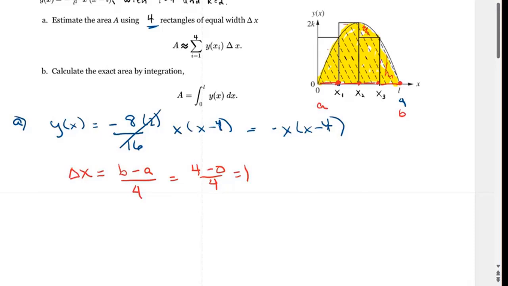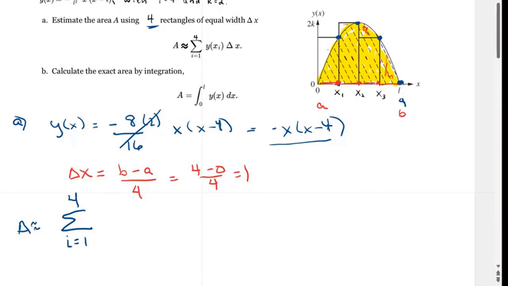And now if I know the height, I'll know the area of each rectangle. The height is going to be here, here, here, and here. Those are the right sides of the rectangle. I could also use the left sides of the rectangle, and also I could use the midpoint of the rectangles. If I use the right side, what I'm going to do is sum from i equals 1 to 4. Here, I'll use the equation that they're giving me. A is approximately, and then y of x sub i, well, this is y.